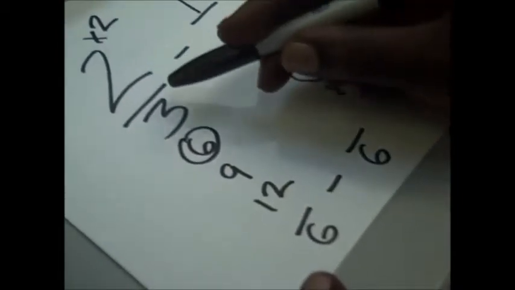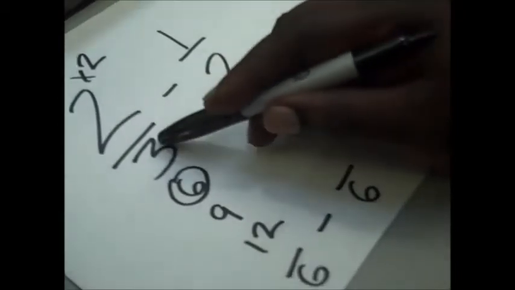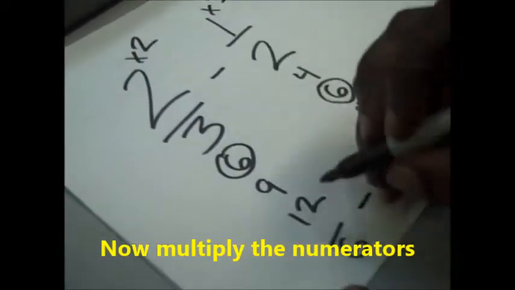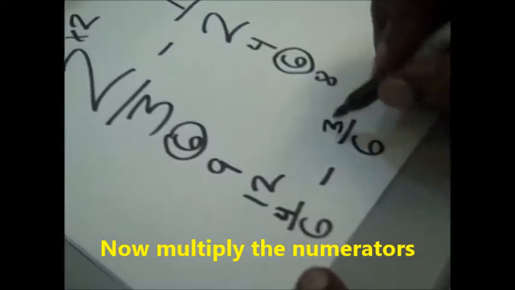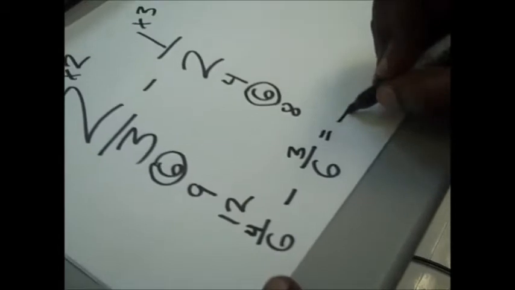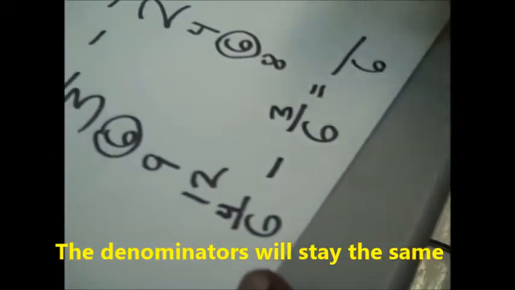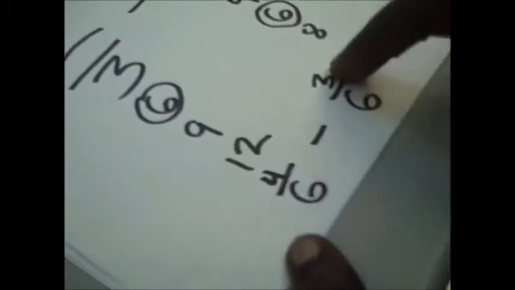And remember, we count down: 1, 2. Always start from the first denominator. And we go to the other side: 1, 2, 3. Times 3. So 2 times 2 is 4. 1 times 3 is 3. Denominators stay the same, and you subtract your numerators. 4 minus 3 is 1.